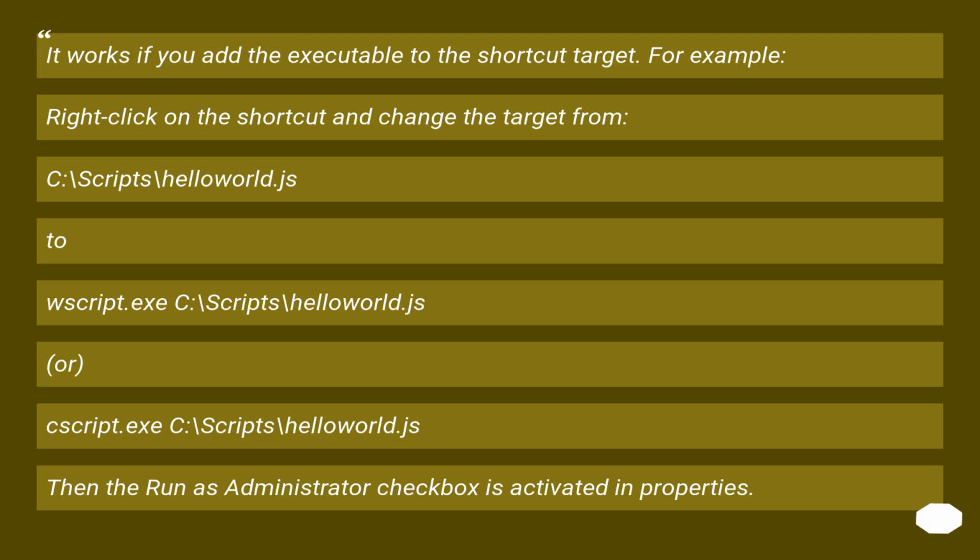It works if you add the executable to the shortcut target. For example, right-click on the shortcut and change the target from c:\scripts\helloworld.js to script.exe c:\scripts\helloworld.js. Then the Run as Administrator checkbox is activated in Properties.